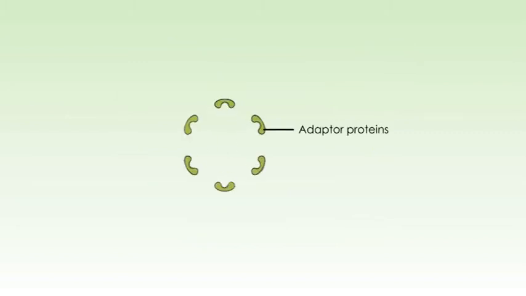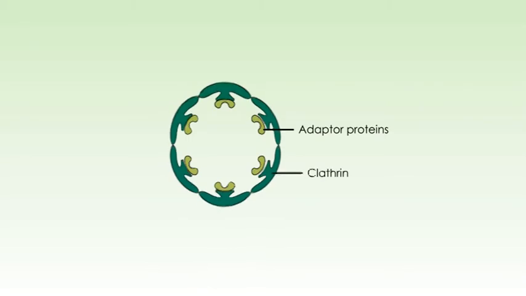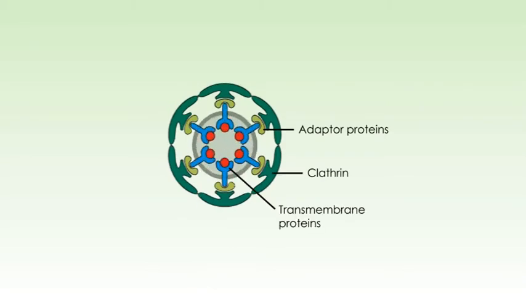Adapter proteins or adaptins are required to bind the clathrin to the membrane and to trap various transmembrane proteins. Some of these transmembrane proteins act as receptors to capture proteins that are being transported inside the vesicle. We call them cargo molecules.